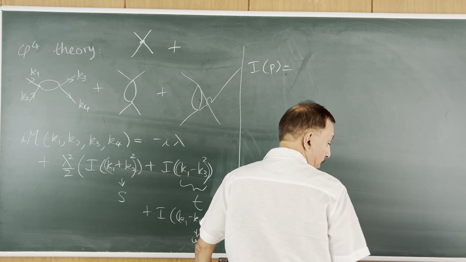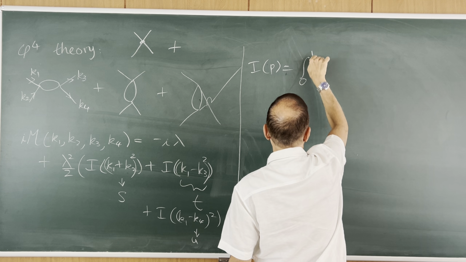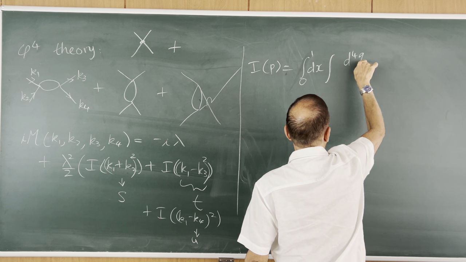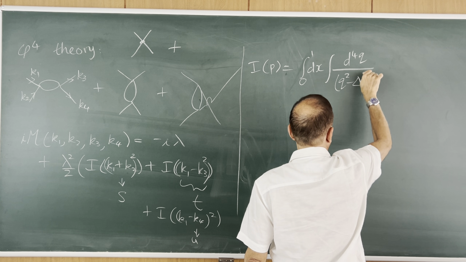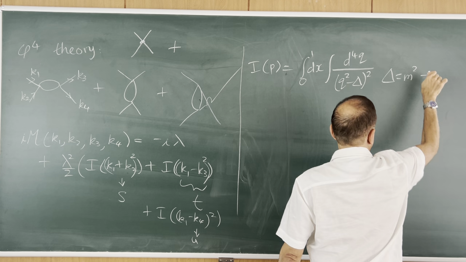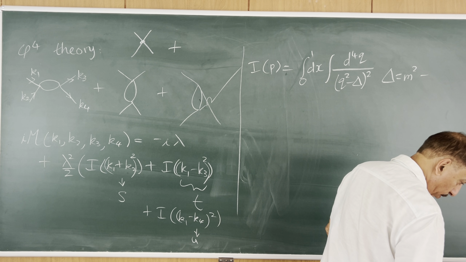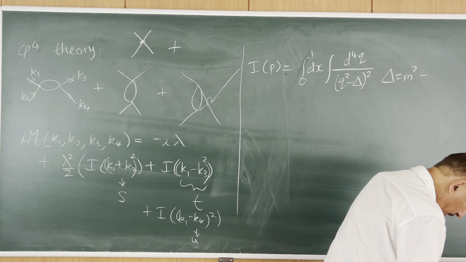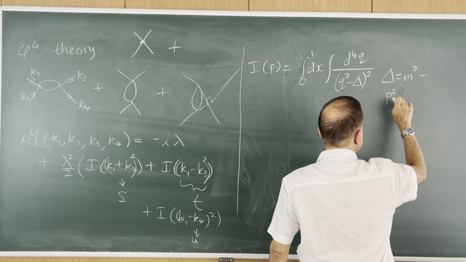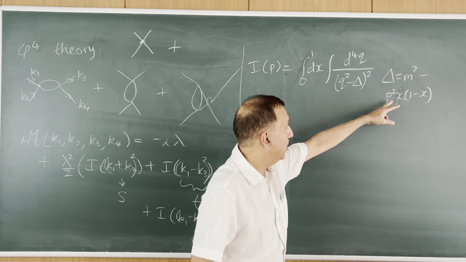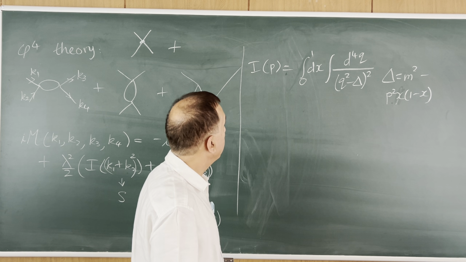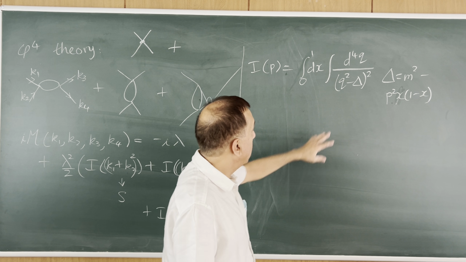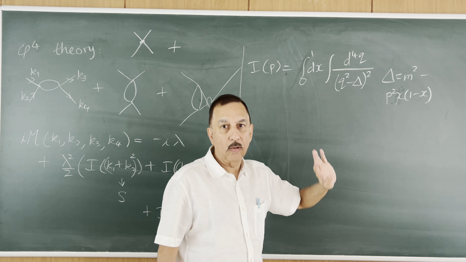Okay, so I of p is the integral. We did some combining denominators and we concluded that it's an integral d^4q over q squared minus delta squared, where delta is m squared minus p squared x times 1 minus x, as I remember. Yes, minus p squared x(1 minus x). So this p squared is where you have to put in s, t or u eventually. So this is the integral, and now this integral is supposed to be done over all of Minkowski space. We already diagnosed that it's divergent.